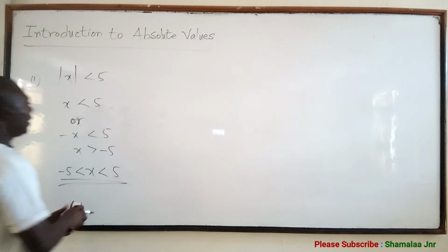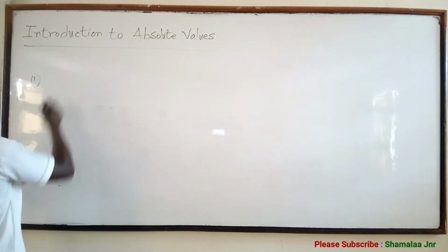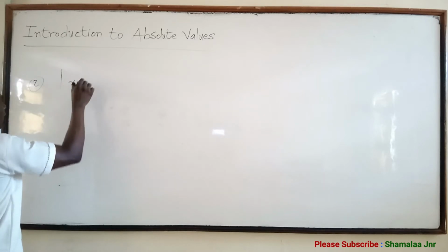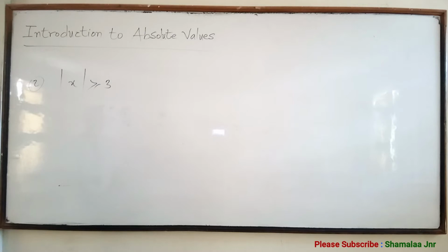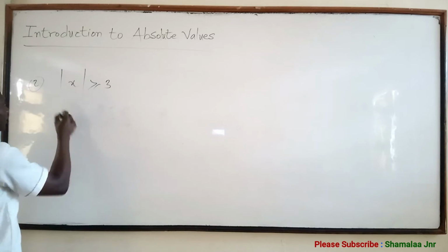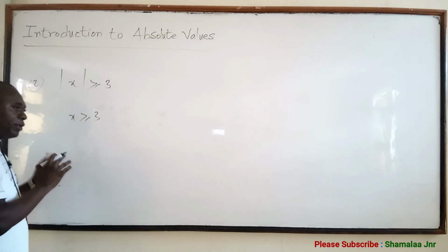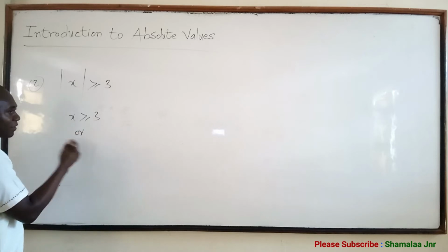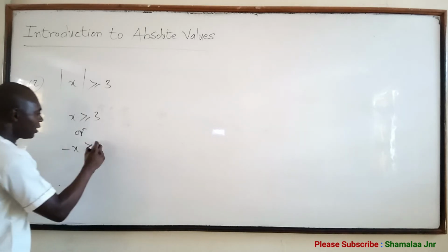Right, viewers? Now let's look at another example. Example 2. You can give me something like this: the absolute value of x is greater than or equal to 3. When I am asked to solve something like this, from the definition of absolute values, you can say that x is greater than or equal to 3. That's the first one, that is if x is greater than or equal to 0. Now, what about if x is less than 0? If x is less than 0, then the other value will be negative x, and this is greater than or equal to 3.